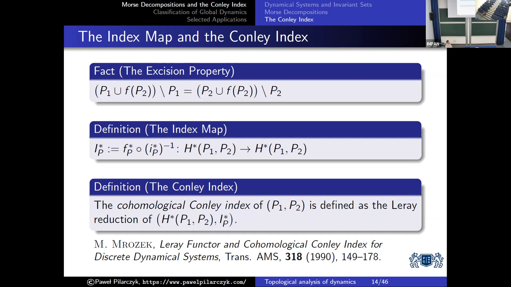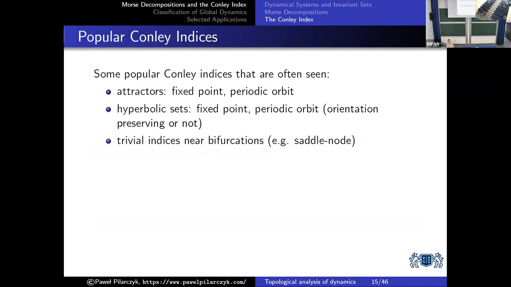The important thing is that in order to compute the Conley index, it is not enough to compute relative homology of the index pair. We also need to be able to compute the map induced homology, which from the computational point of view is an expensive thing. Okay. Let's have a look at some popular Conley indices. These are like fixed points, periodic orbits. Now the map can either preserve orientation or not preserve the orientation.